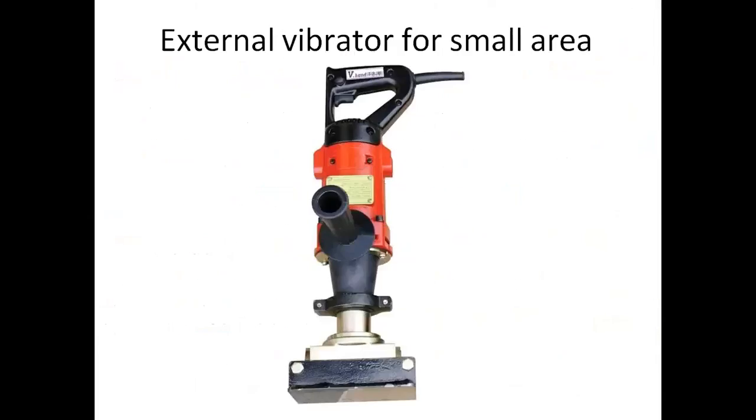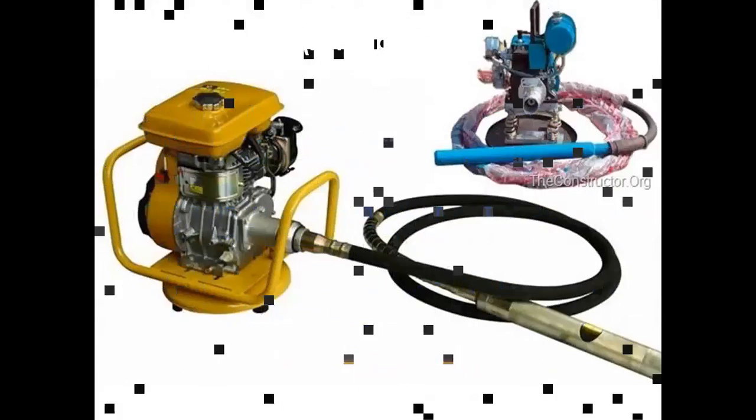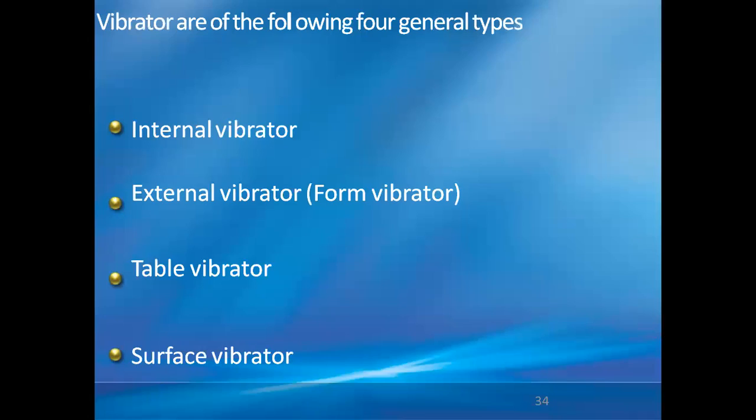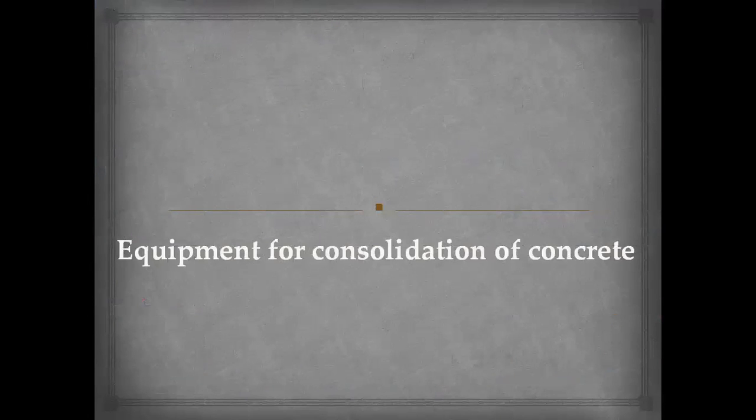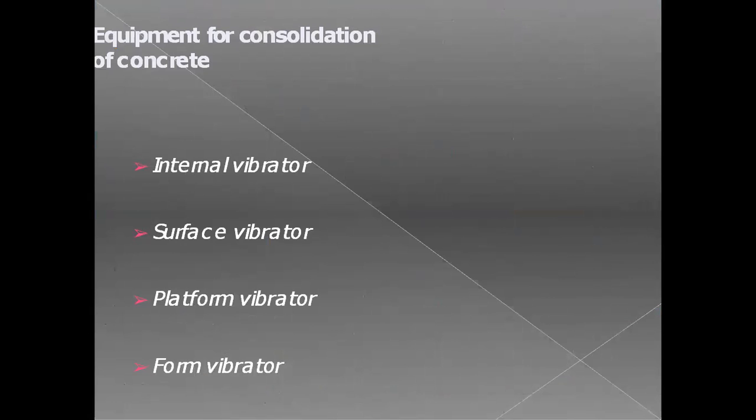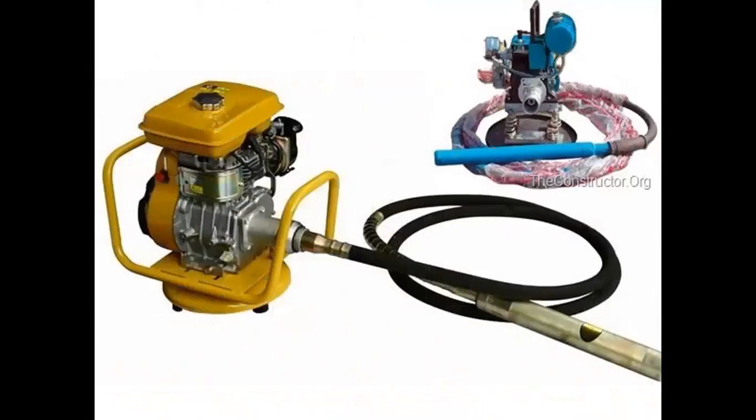So we have seen the types of vibrators which are used in both soil compaction and concrete: internal vibrator, surface vibrator, platform vibrator, and foam vibrator. These different types of vibrators are used for different purposes. For smooth finishing, you can use a surface vibrator. For any construction areas, work can be done quickly.